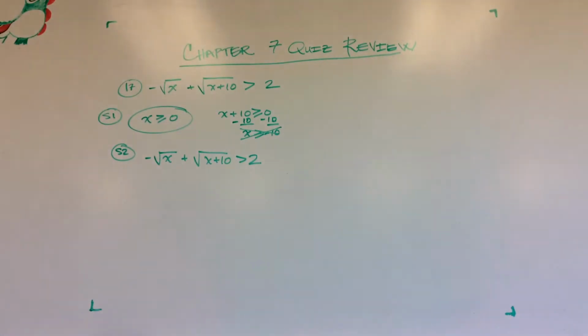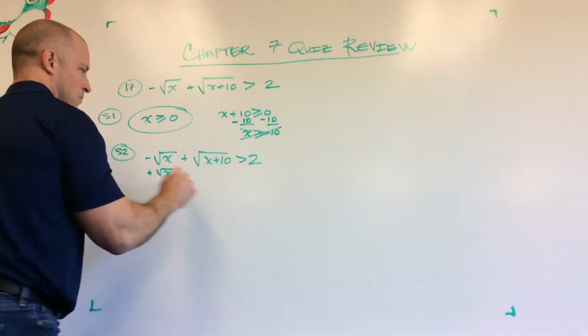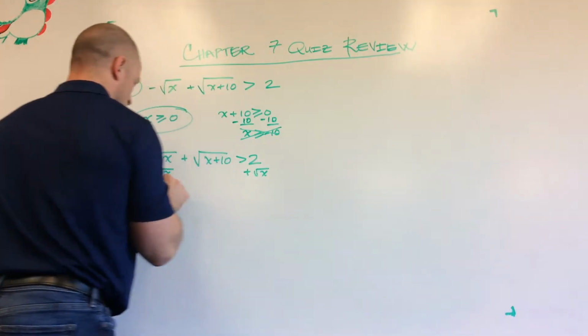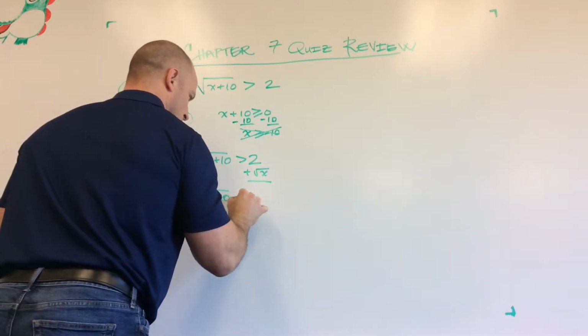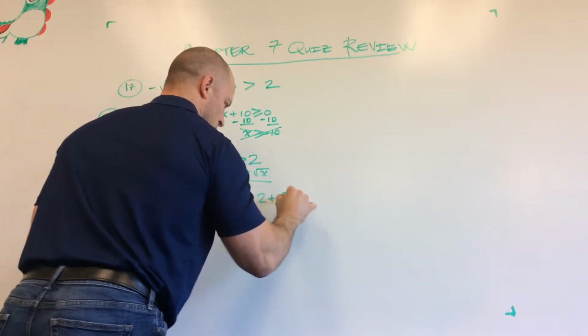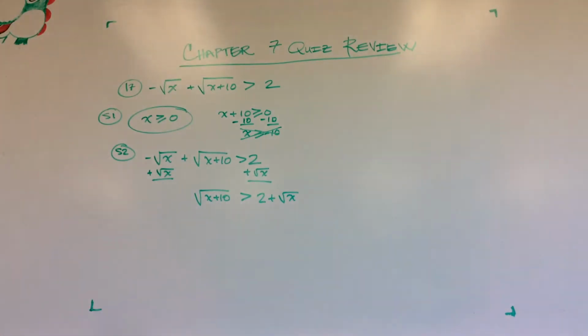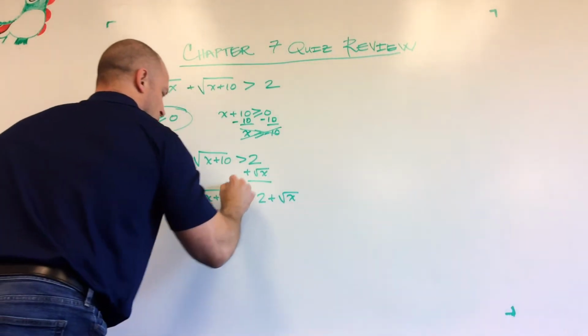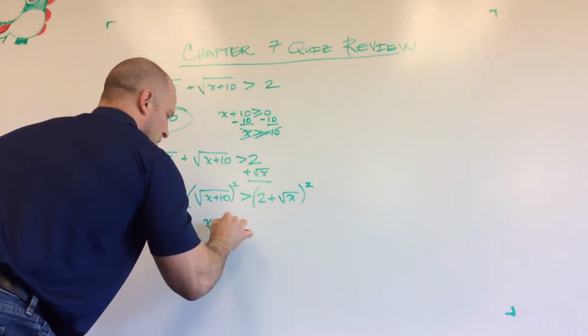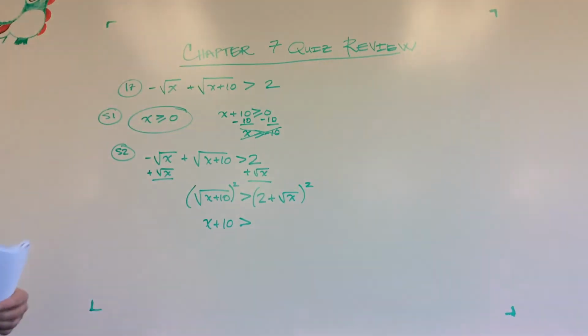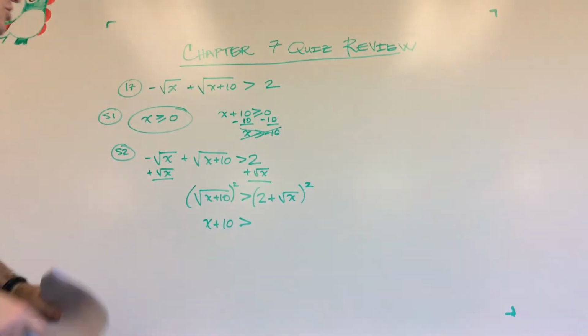Again, we want to isolate the most complex radical if we can, so we'll add square root of x to both sides. From here, we can now square both sides to eliminate the radical. Well, this side simplifies nicely. This side, we're going to have to FOIL this out, because this is really this term times itself.